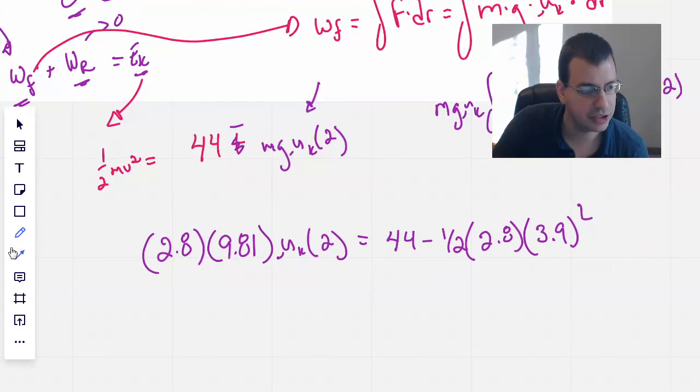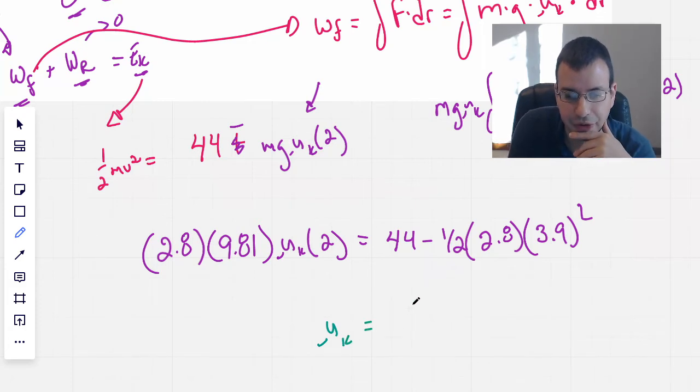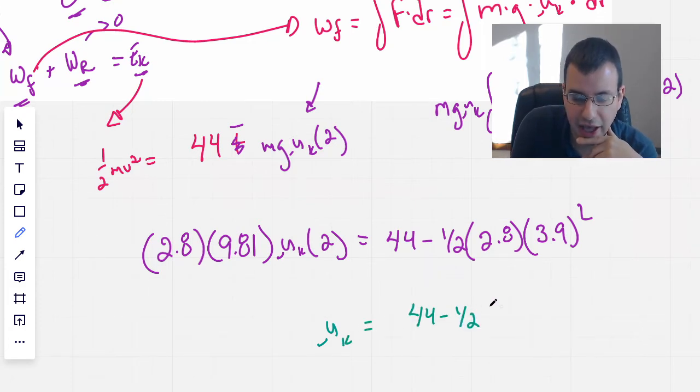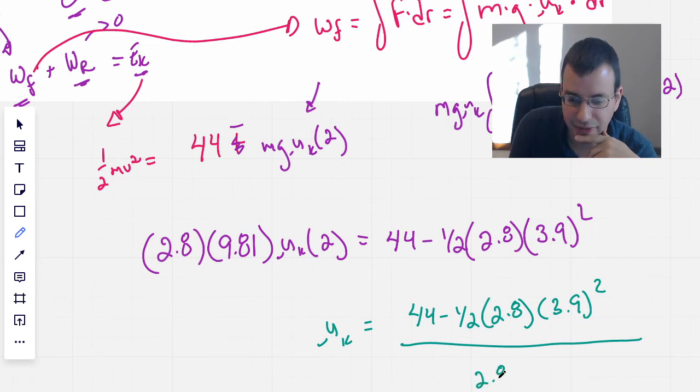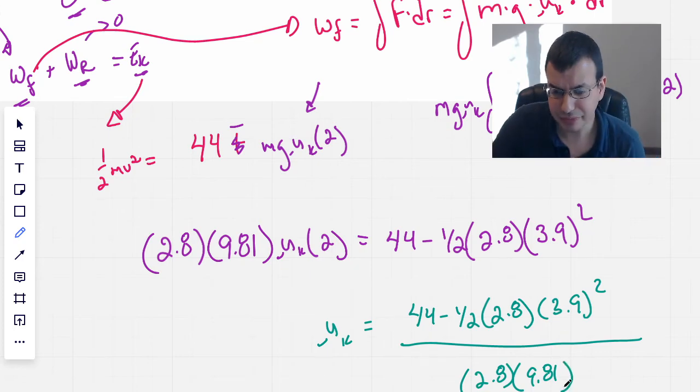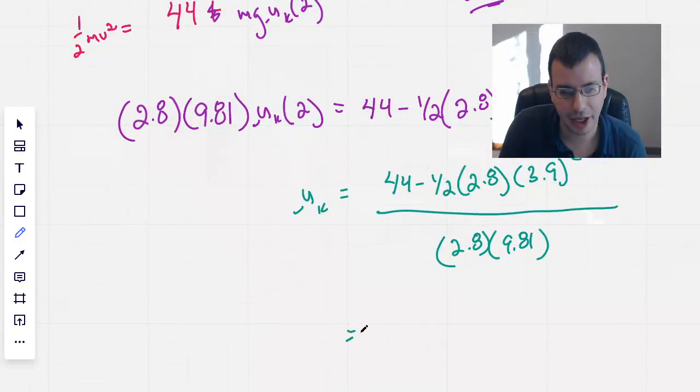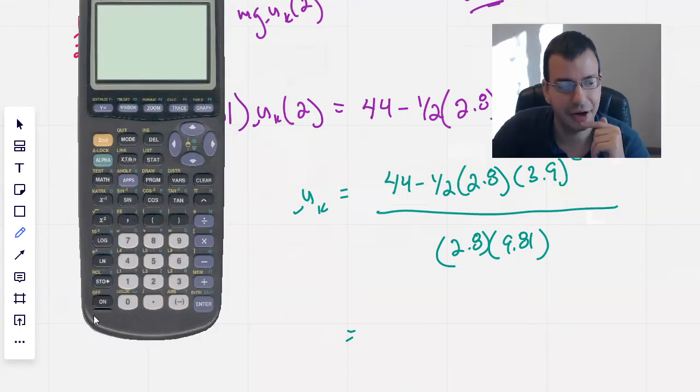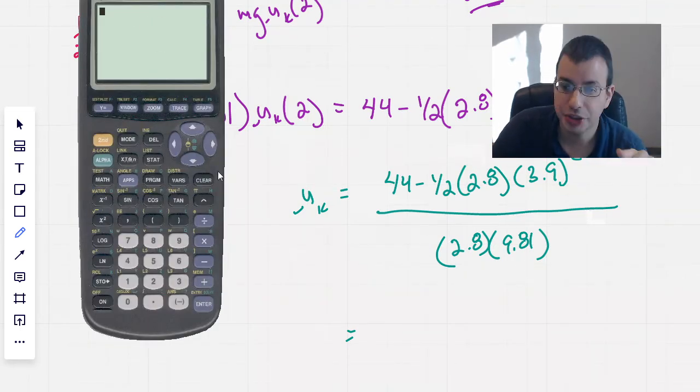Then solving this, change colors, let's do it green. Mu k equals 44 minus 1/2, 2.8, so many numbers. Part of me wants to try and simplify this, but I am worried that if I tried to, I would make a mistake. So I'm just going to plug it all in my calculator and hope for the best. I know, it's tragic. All right, so I don't need to switch to degrees because there's no angles involved. Well, the angle's 0 degrees, so it's dot product. We're fine. Don't worry about that.